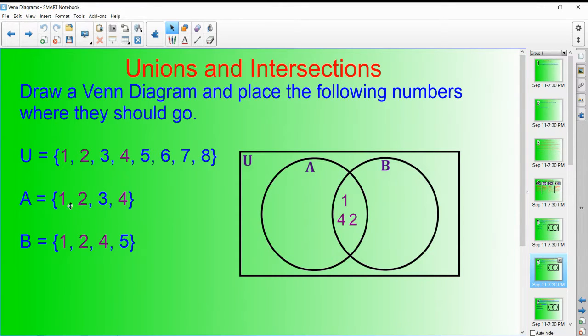So I see 1, 2, and 4 belong to A and B, so they've got to go in the middle. Now, some people like to cross them off once they're used, so they make sure they don't write them twice, because each number can only go in one of the spots.